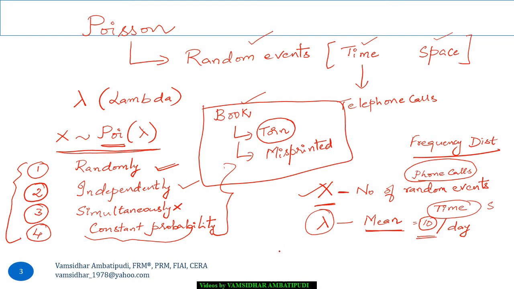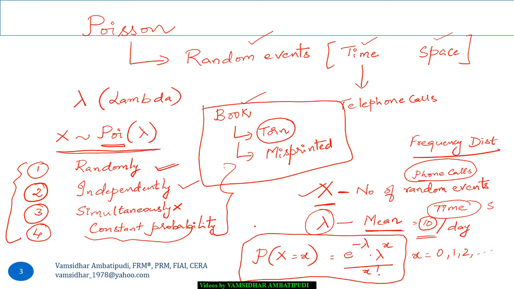So if x follows a Poisson distribution, then the probability of x equal to some value x is given by e to the power minus lambda, lambda power x divided by x factorial, where x takes values 0, 1, 2, and so on. This is what we typically call the probability distribution function. This is how the probability is distributed.